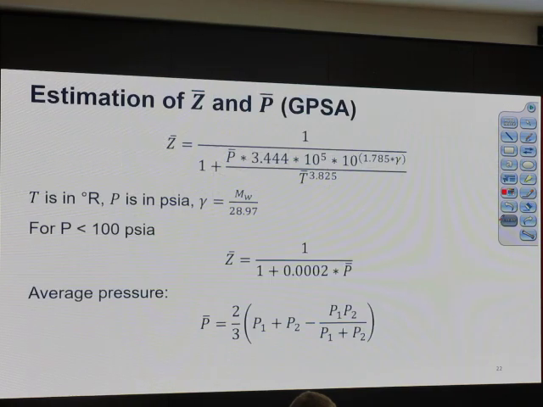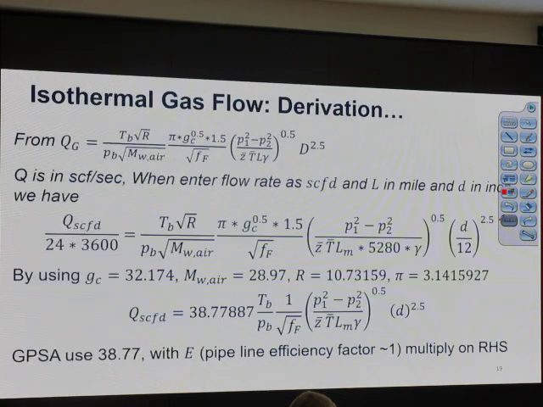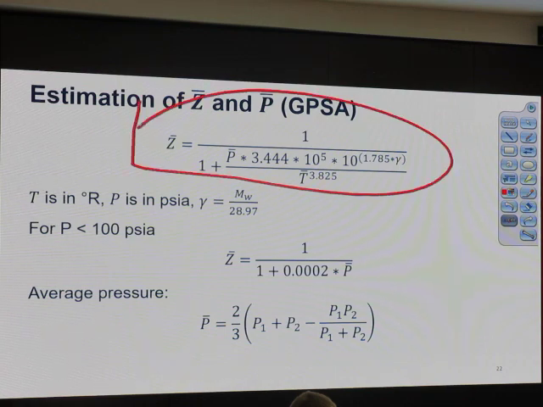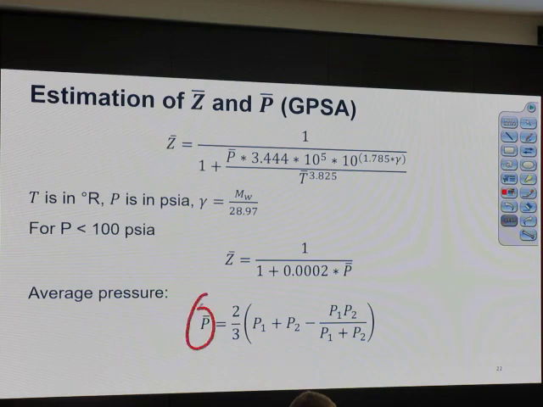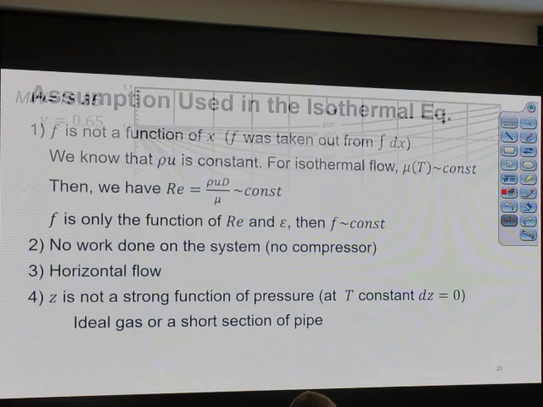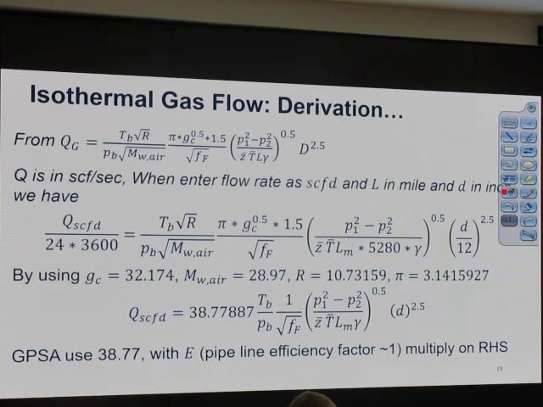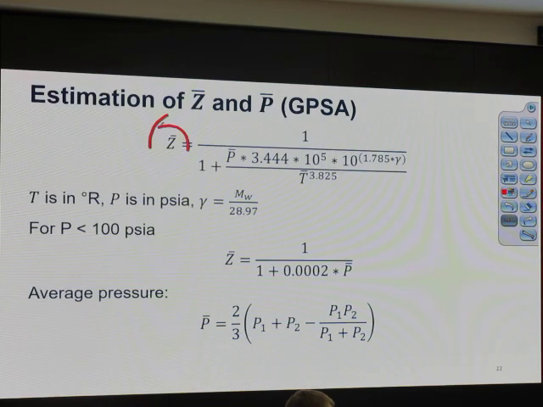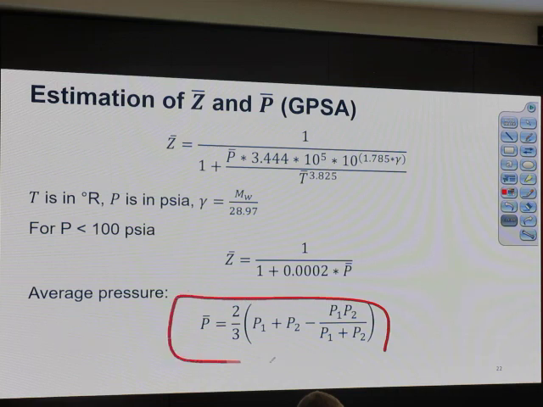All right. Compressibility factor, the Z factor appears in that equation, so there has to be a way to estimate it. The recommended way from GPSA is this formula. What about P bar? P bar is average pressure. Where do we use it? It is used to calculate that Z bar. So Z bar needs P bar. Average pressure we do as a weighted average like this, in PSIA.